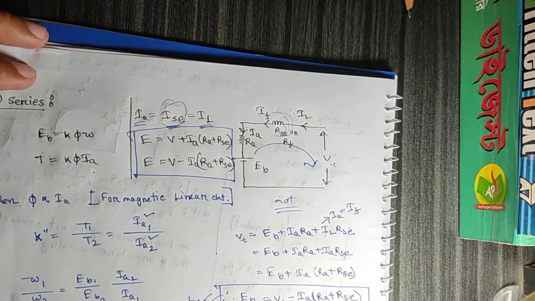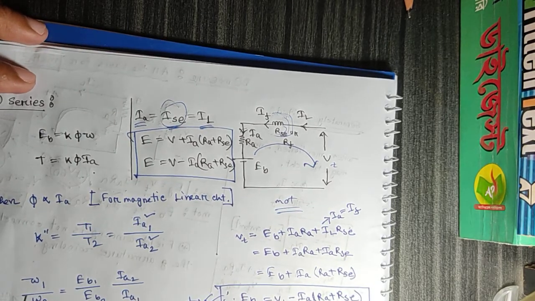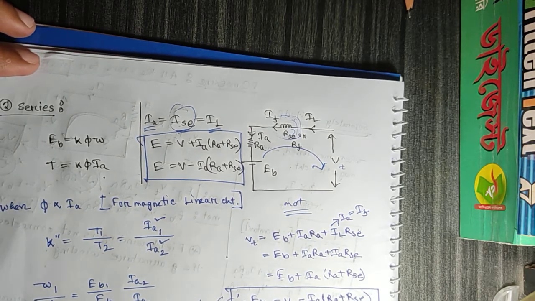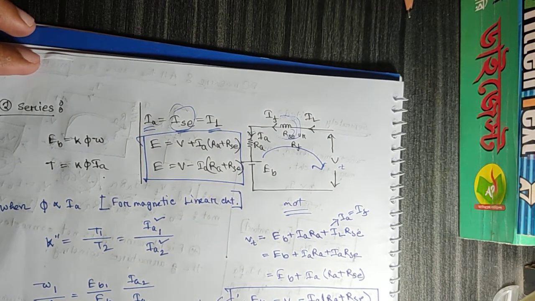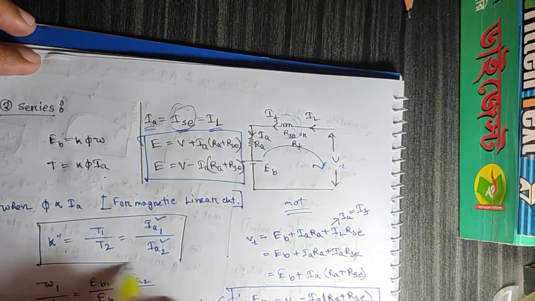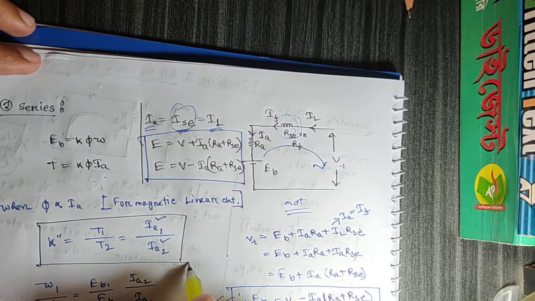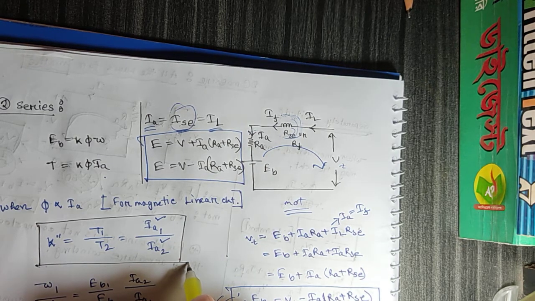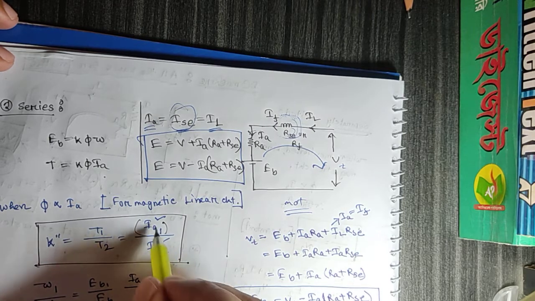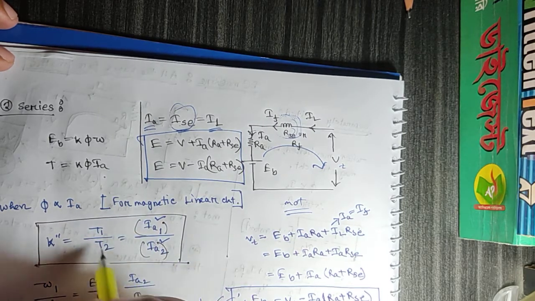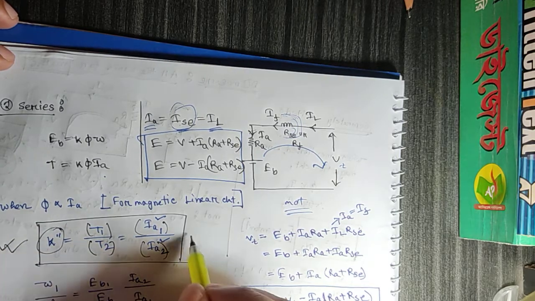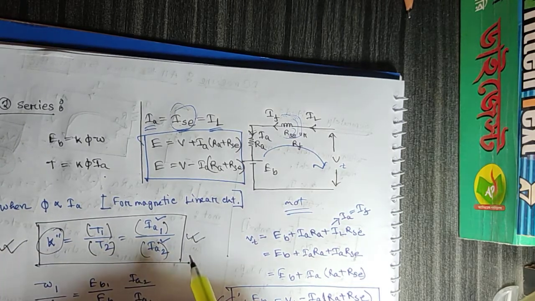When the magnetic circuit is linear, phi is proportional to armature current. So this is the one equation from where you can find torque for the respective armature current. This one is Ia1 squared over Ia2 squared, equal to torque 1 over torque 2, and this is the K prime. From this equation you can find the solution from the math.